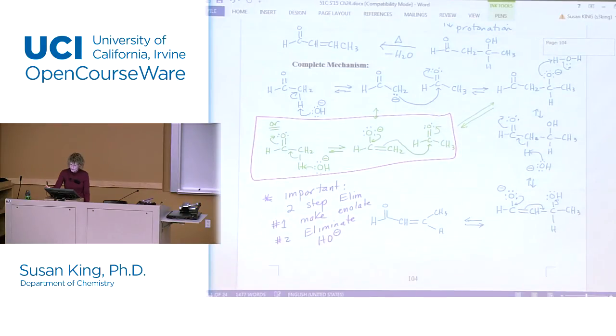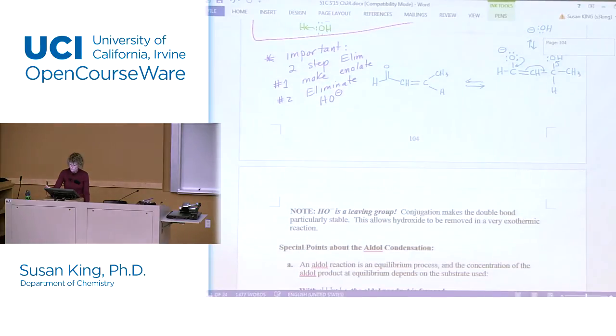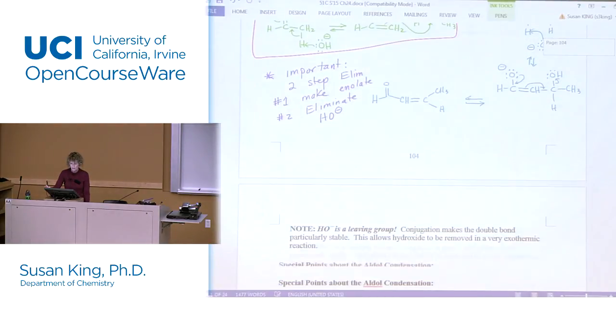All right, two-step elimination. Everybody have this? Yeah? So hydroxide's a leaving group; conjugation makes the double bond particularly stable. This allows hydroxide to be removed in a very exothermic reaction. All right, I want to make some points about this aldol condensation here on the next page.